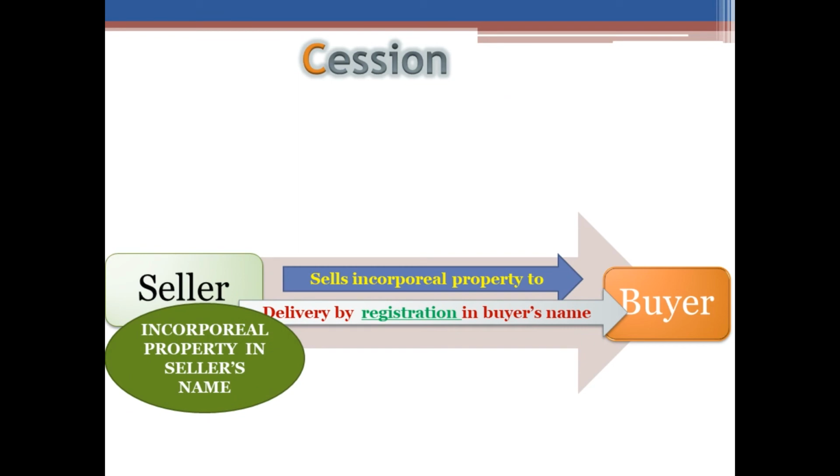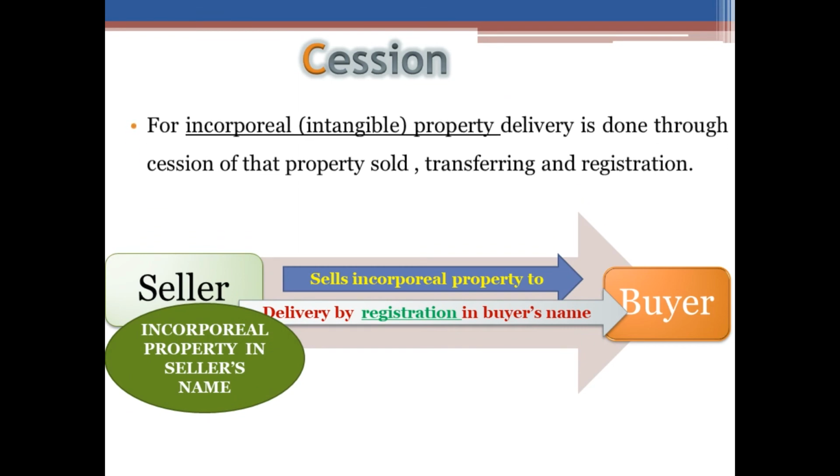Last, we have cession. Cession is used for intangible property. Delivery is done through the cession of that property sold. There is transferring and registration that has to be done. So as shown here, the seller has the intangible property in his name, sells that property to the buyer, and delivery is done by the registration and transferring of that property in the buyer's name.